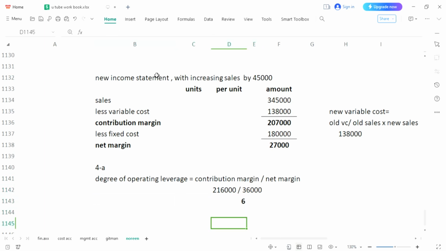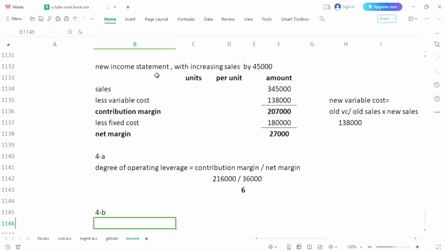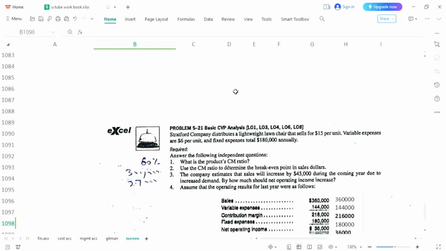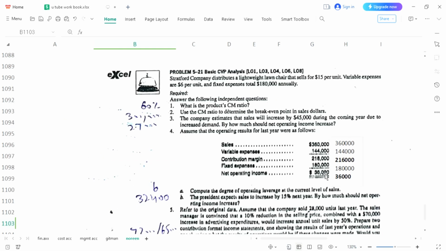Now we will see what fourth B is bringing for us. The president expects sales to increase by 15%. By how much should net operating income increase? For that, you will have to keep it in mind. This is your old structure, and whatever is present over here, we are totally dependent upon it, and we are going to increase sales by 15% and will bring a new income statement beside it.